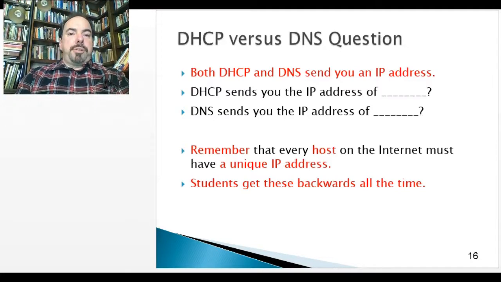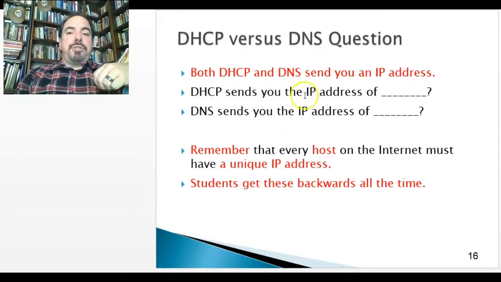DHCP deals with IP addresses, DNS deals with names, and remember every host on the internet has to have a unique IP address. Now students get DHCP and DNS backwards all the time, I guess because they both start with the letter D. And actually, typically, both DHCP and DNS are running on the same server on your network. They're both kind of lightweight services, so you would rarely ever have a dedicated DHCP server or a dedicated DNS server. Usually a server is doing double duty. Typically, it's your Active Directory box that's serving up DHCP and DNS. It's a typical setup for an organization.